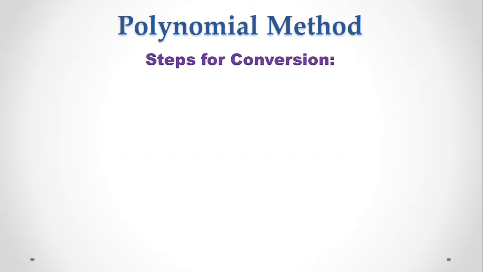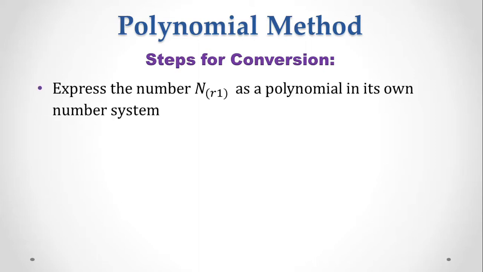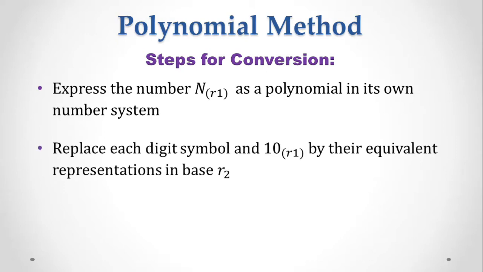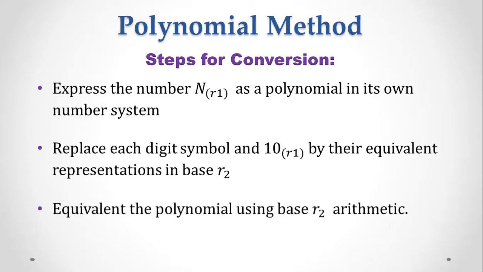To convert numbers in the polynomial method, we need to follow three steps. The first is that the number N to the base R1 is represented as a polynomial in its own number system. The second step is to replace each digit symbol and 10 to the base R1 by the equivalent representation in base R2. The third step is to evaluate the polynomial using base R2 arithmetic. We need to follow these three steps to convert in the polynomial method.